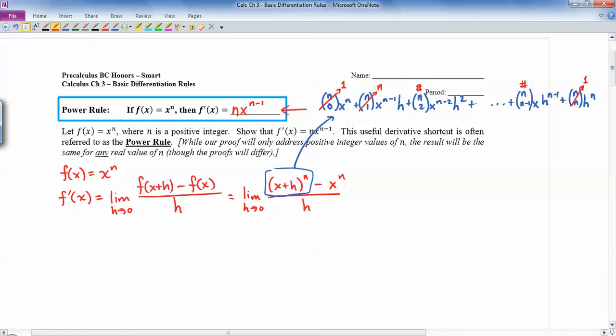So if I come back down here and rewrite this, I've got the limit, I'll write it down below because it's going to be long, limit as h goes to 0 of 1 x to the n plus n x to the n minus 1 times h. What I'm doing is just writing this out up here for the x plus h to the n part.